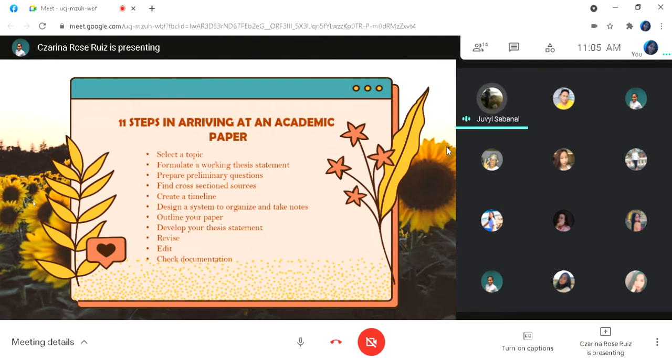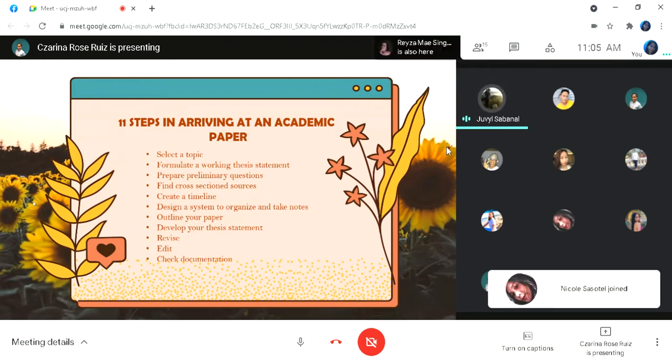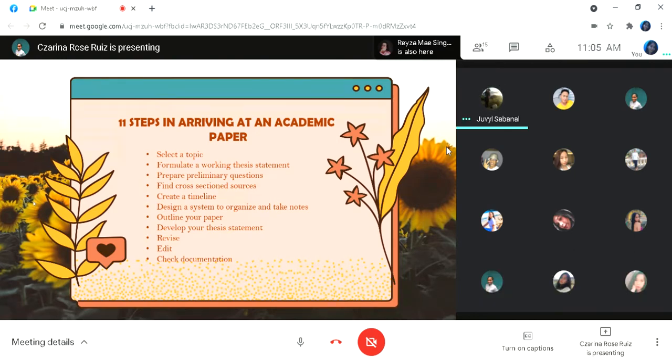Select a topic. Next is formulate a working thesis statement. Prepare preliminary questions. When we say preliminary questions, these are the 5W, the what, where, when, who, why, and the H, the how questions. Find cross-sectional sources. Surveys and government records are some common sources of cross-sectional data. The data sets record observations of multiple variables at a particular point in time.